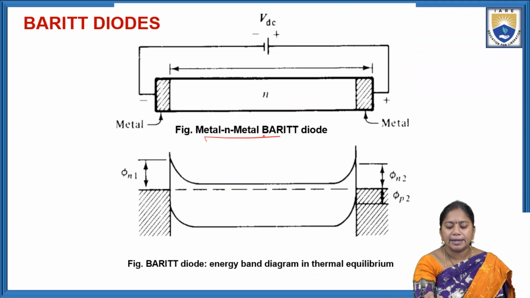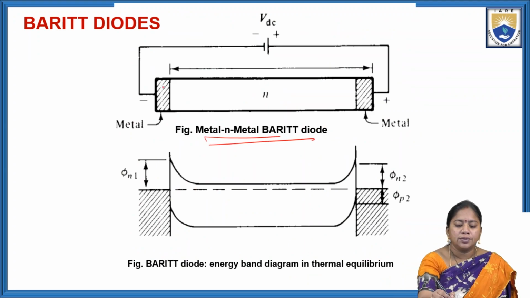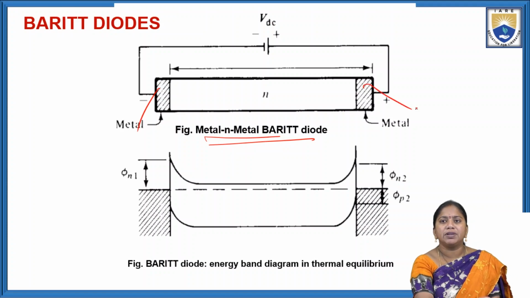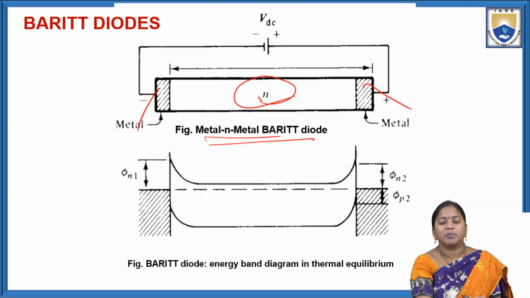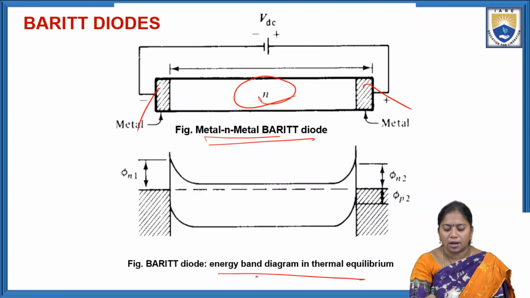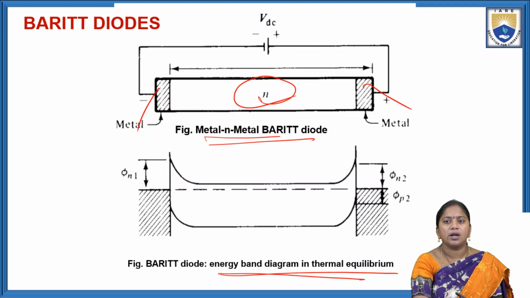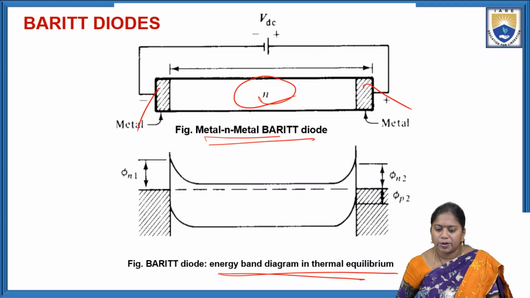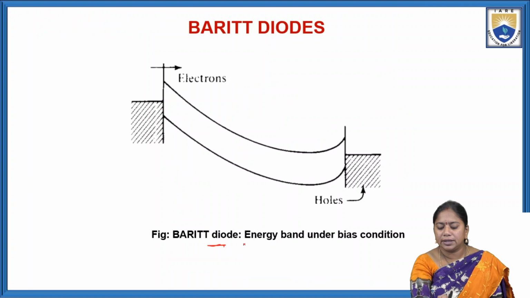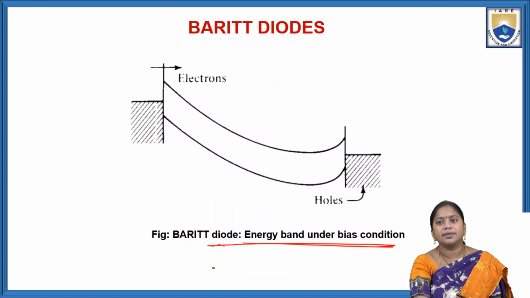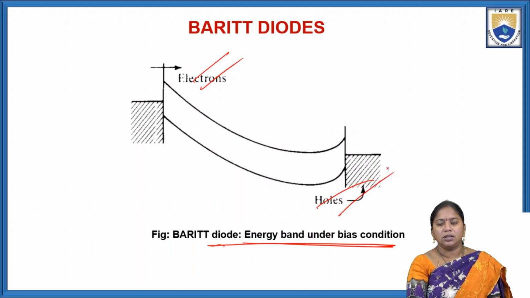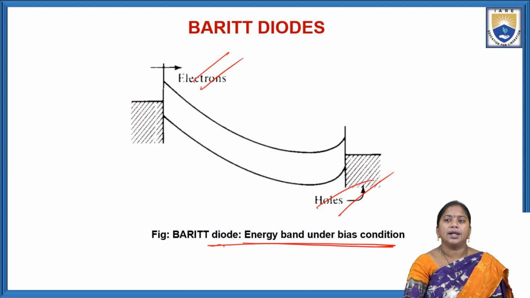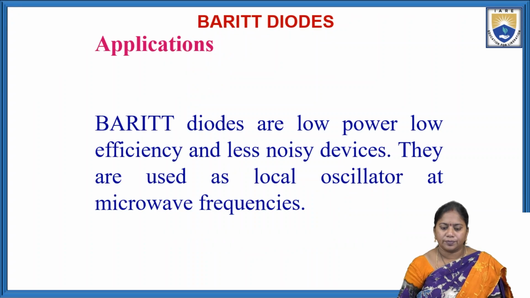This is the metal N-type metal barrier diode. This one is the metal, and this one is the metal. In between the two metals, we take the N-type region. This is the energy band diagram of the barrier diode at thermal equilibrium. And here is the energy band diagram under bias conditions, showing electrons and holes.